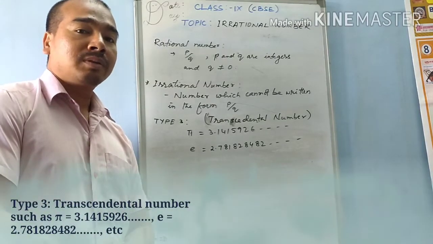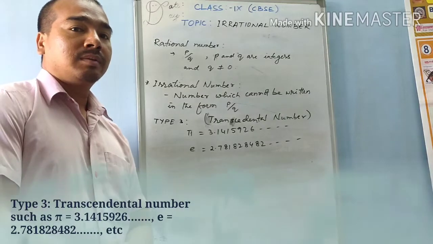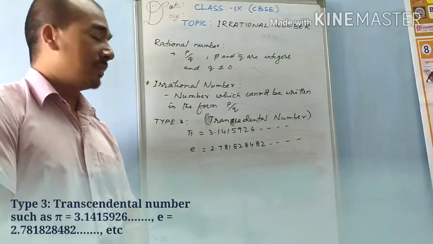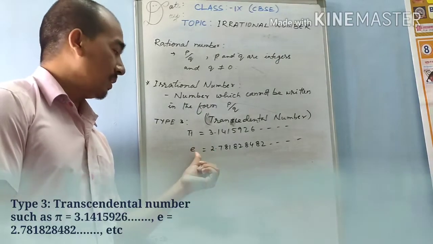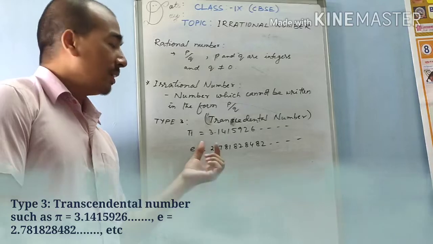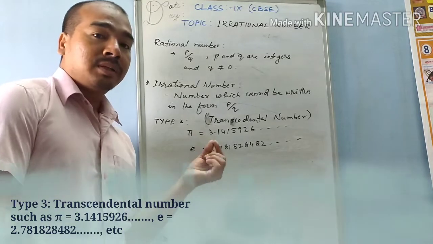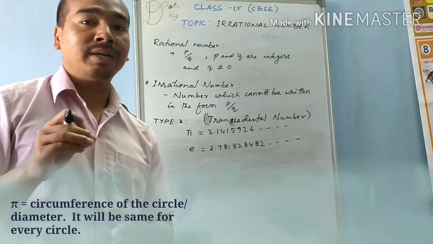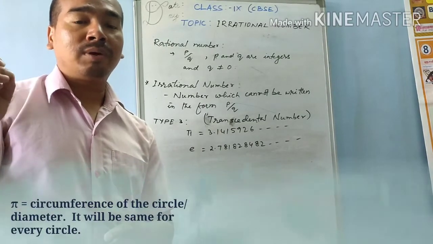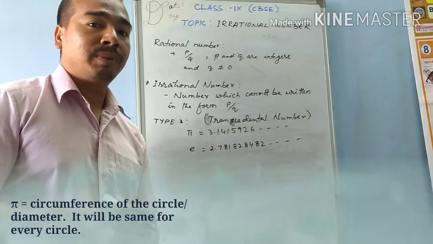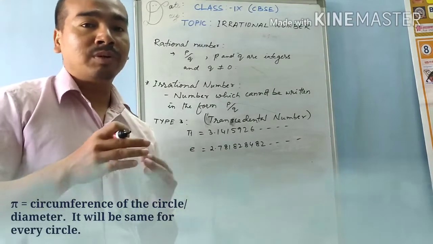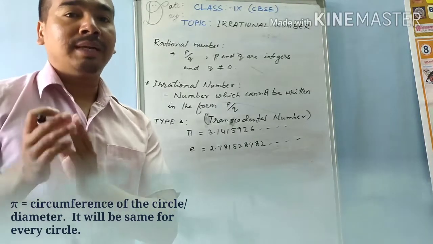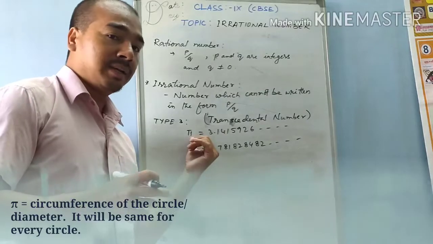Transcendental number. Which type of numbers are called transcendental numbers? These transcendental numbers are also irrational numbers, such as pi and Euler's number. Pi is nothing but the number we get when the circumference is divided by the diameter. We will get one value, and that value is called pi. Whether the circle is big or small, it always gives one constant number. That constant number is called pi.